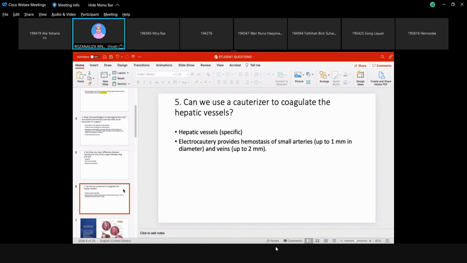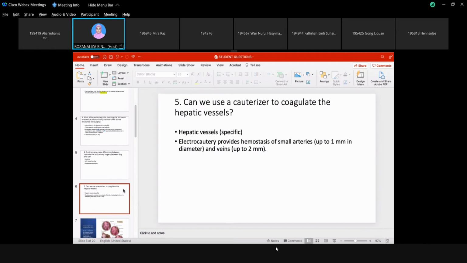Okay, so you want to use it in a very careful manner, not every time you want to cauterize. You can mix and match with direct pressure, ligations, clamps, and so on. So the answer is yes, we can use it, but it has to be used judiciously and very carefully.